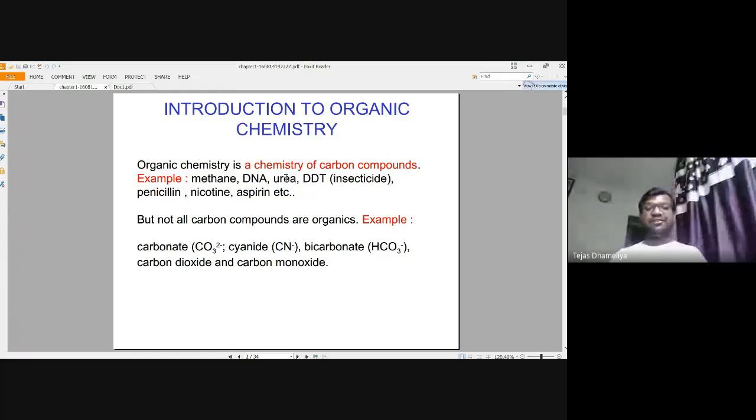Urea, we know, NH2CONH2. That is also having a single carbon atom.